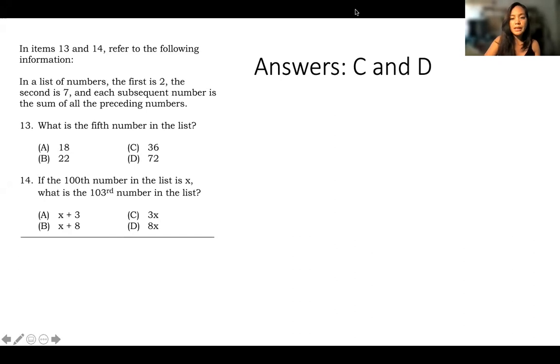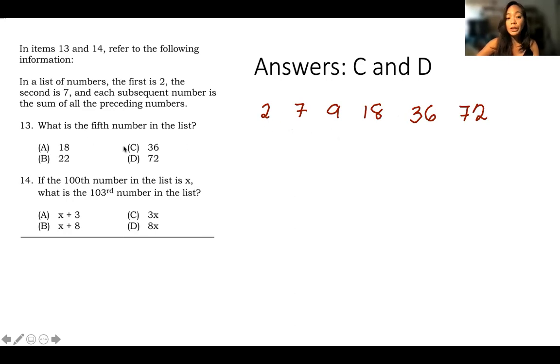So first it says here that the first number is 2. So let's just write the first number is 2. And then the second number is 7. Then each subsequent number is the sum of all preceding numbers. So 2 plus 7 is 9, and 2 plus 7 plus 9 is 18, and 2 plus 7 plus 9 plus 18 is 36, and let's just proceed, and then we have 72.